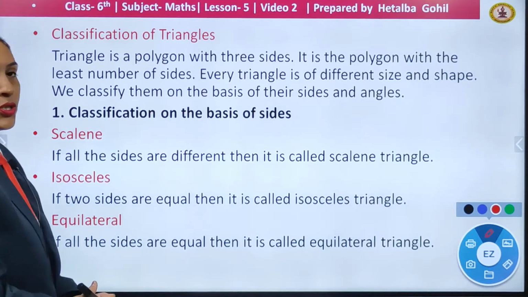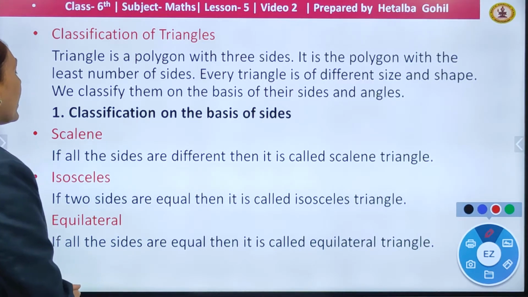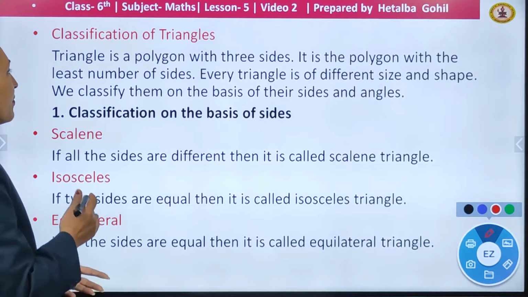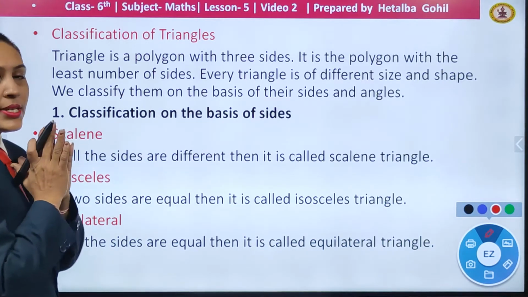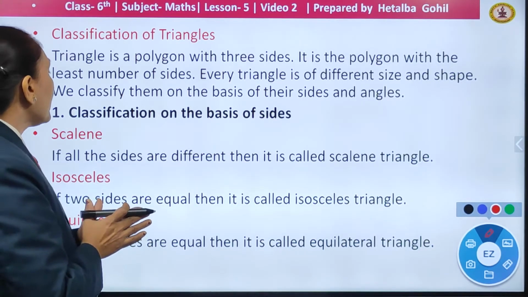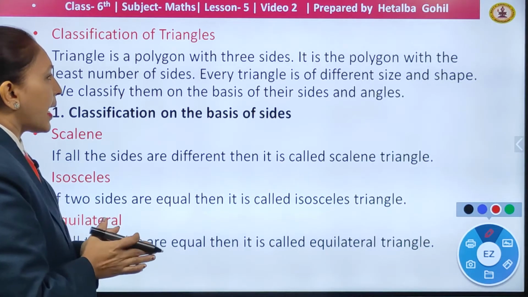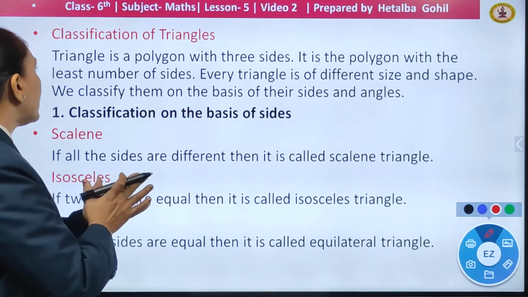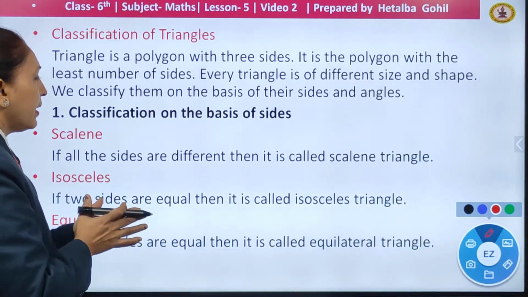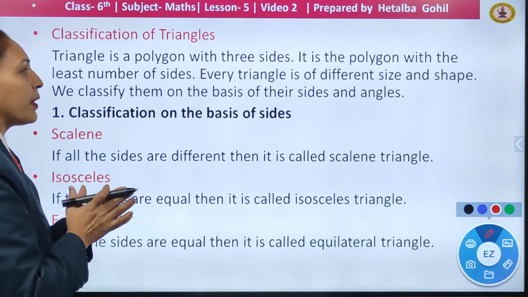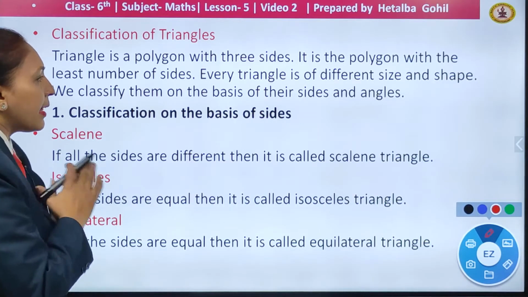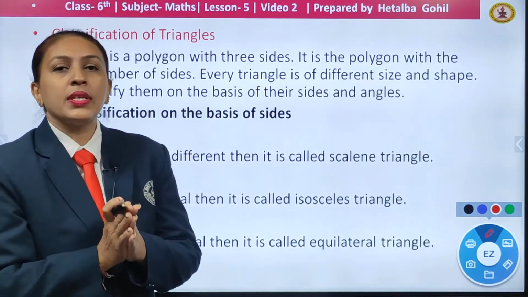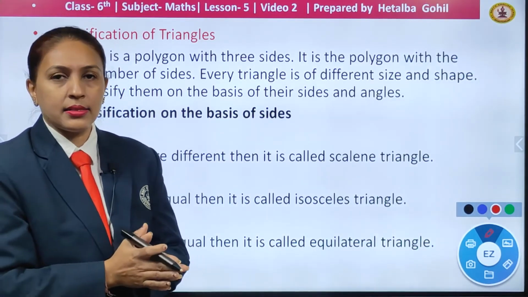Now the next shape we learn here is triangles. How do we classify the triangle? But before that, let us understand what a triangle is. A triangle is a polygon with three sides. It is a polygon with the least number of sides. Every triangle is of different size and shape, so we can classify them on the basis of the sides and angles.